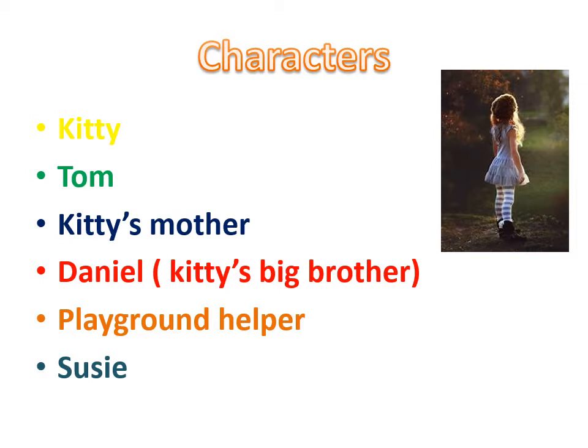And then you can see Tom. Tom is a boy, a tall boy. Both Kitty and Tom are in the same class. Then we have Kitty's mother and Daniel. Daniel is Kitty's big brother. Next, you can see the character of the playground helper, and finally the character of Susie. Susie is a fat girl in Kitty's school.